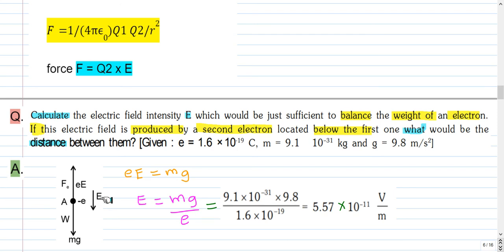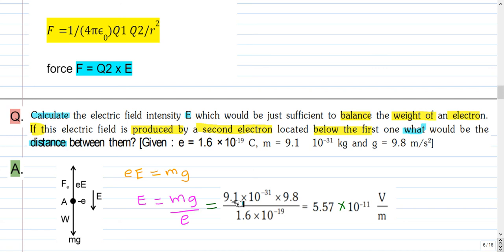Force on a charge is Q into E. Since Q is negative for an electron, the force direction will be opposite to the electric field. So the electric field is downwards, the force due to this electric field will be upwards, it's e into E, and this should balance the weight of the electron. So from this we get the electric field as mg by e.